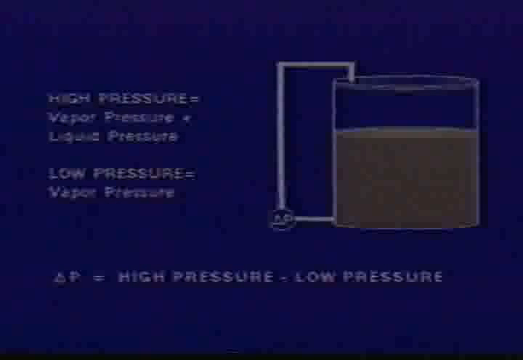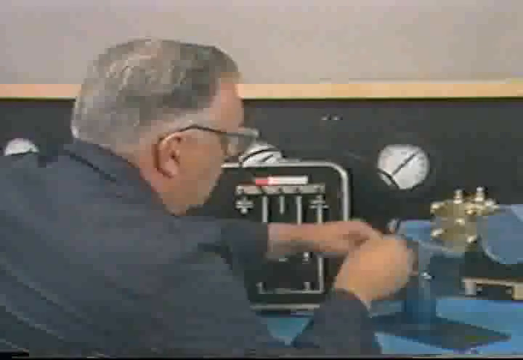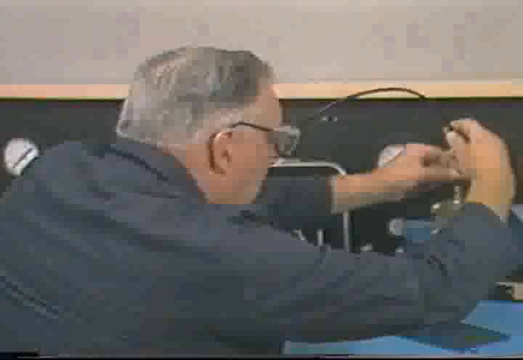Vapor pressure, then, is the reference to which the liquid pressure is compared. The value measured by the transmitter then represents only the pressure of the liquid. That's because vapor pressure is applied to both the high and low sides of the transmitter. For calibration, you'll apply pressure to the transmitter's high-pressure port and vent the low-pressure port to atmosphere.